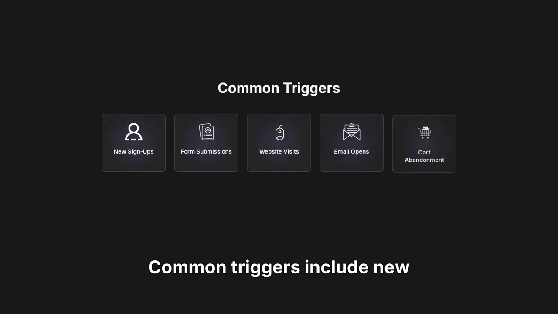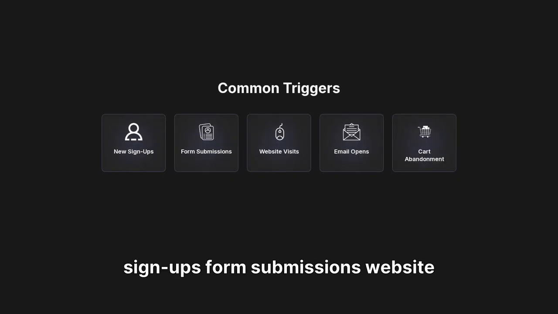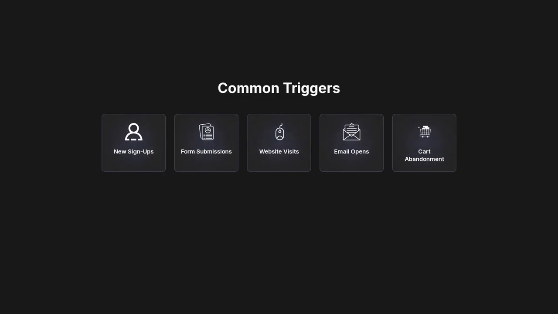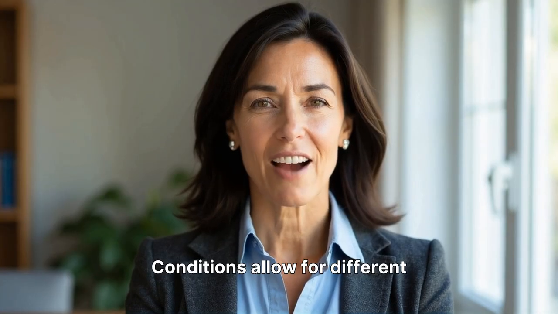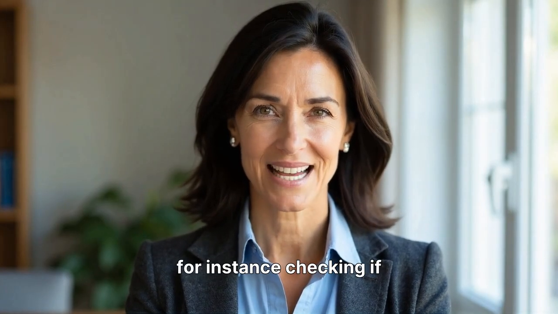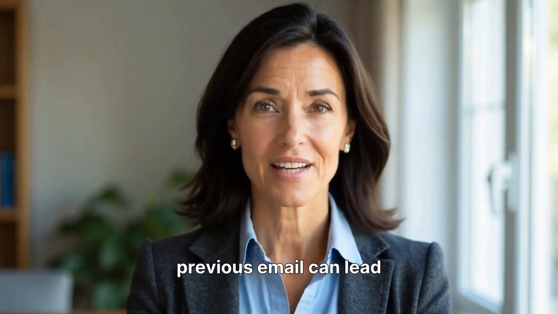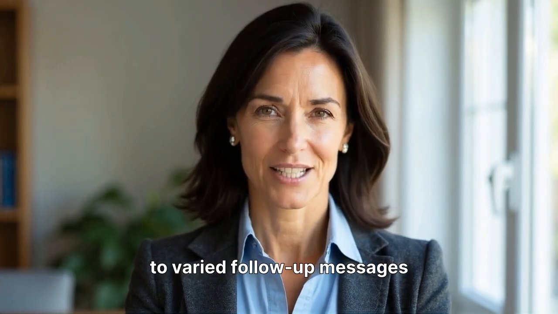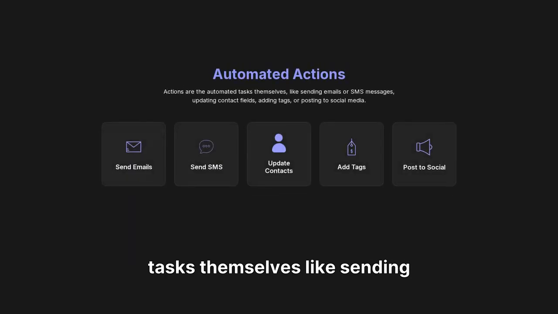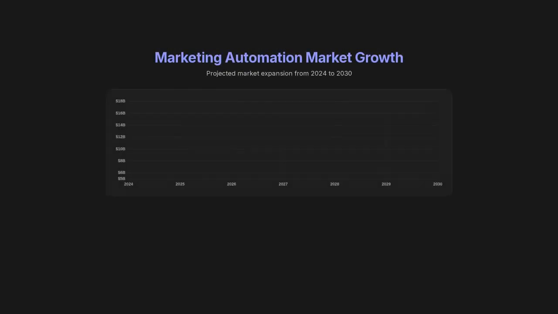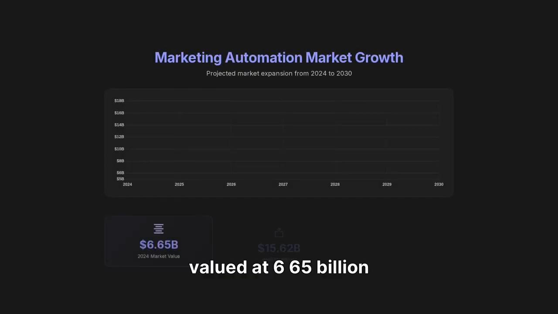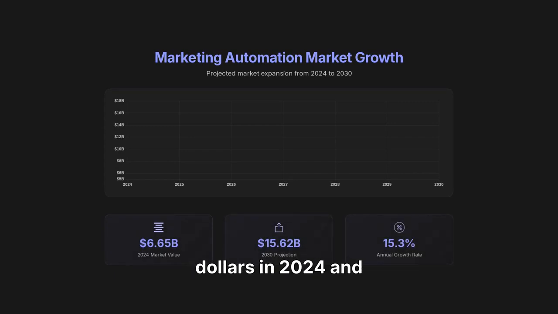Common triggers include new sign-ups, form submissions, website visits, email opens, and even cart abandonment. Conditions allow for different paths within a workflow. For instance, checking if a contact opened a previous email can lead to varied follow-up messages. Actions are the automated tasks themselves, like sending emails or SMS messages, updating contact fields, adding tags, or posting to social media.